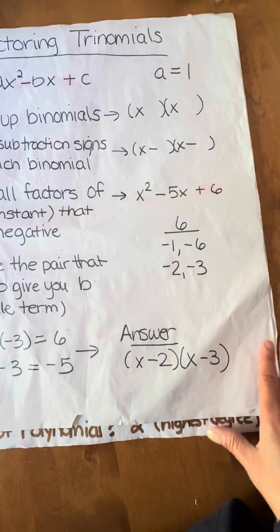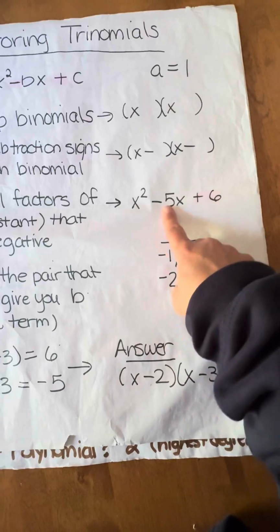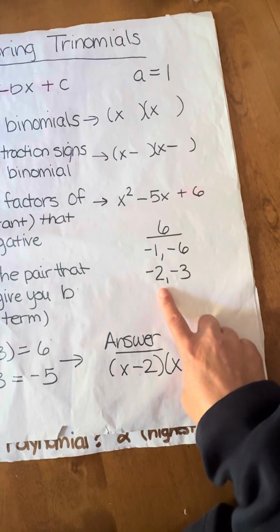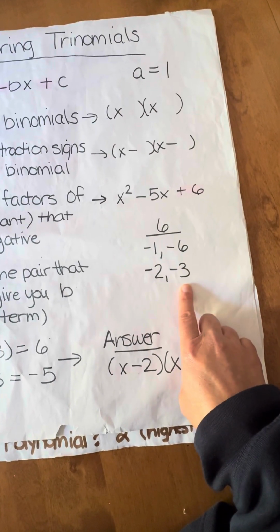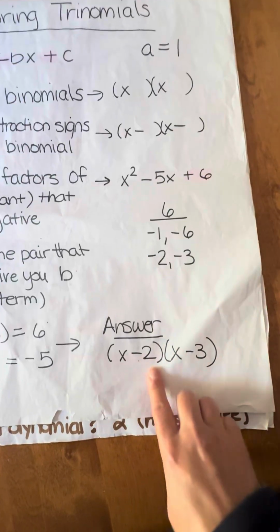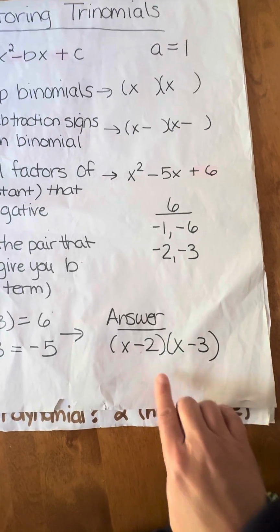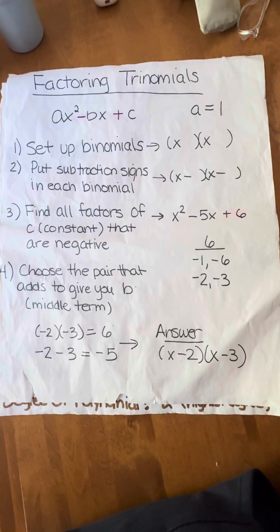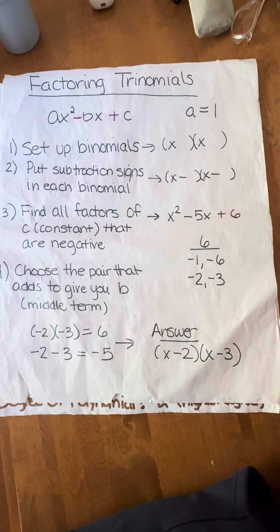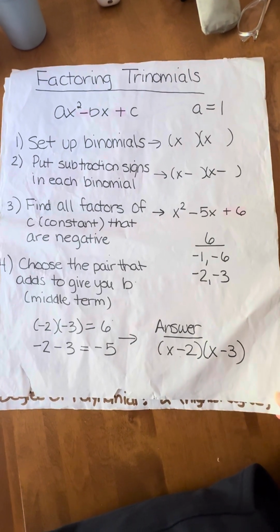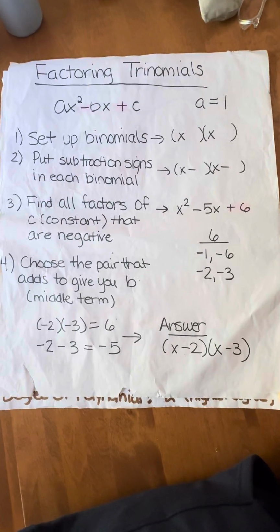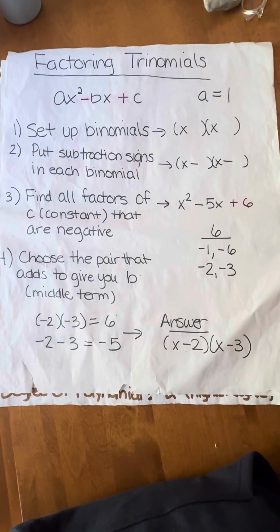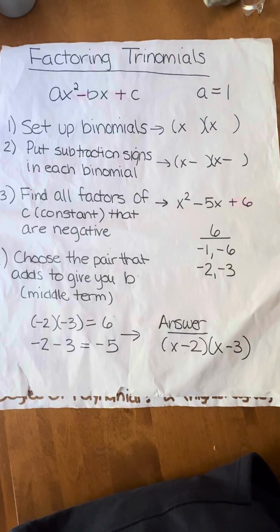And then you want the pair that adds up to be that middle term. In this case it is a negative 5. The two that add up to a negative 5 are these two, 2 and 3. So that would be your finalized answer. And that is it. Screenshot if you want to screenshot that one for later. And that is pretty much how you go ahead and do the factoring of trinomials. So that's your basic drop of all of them and different types of combinations that you might have.